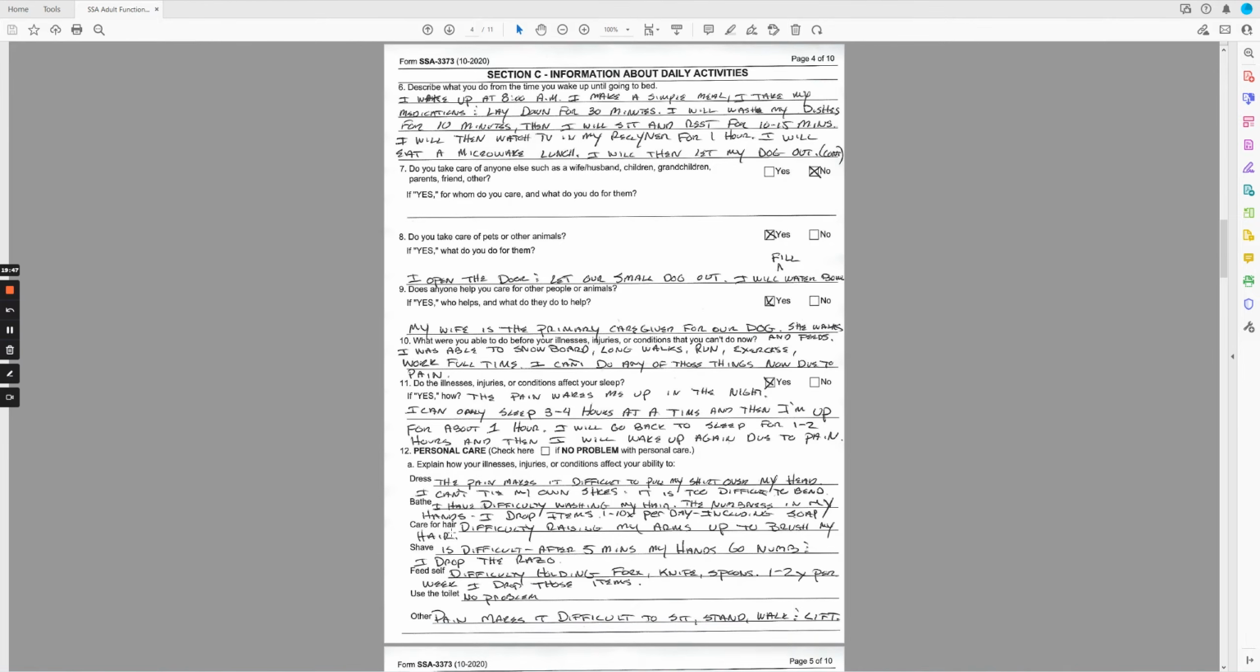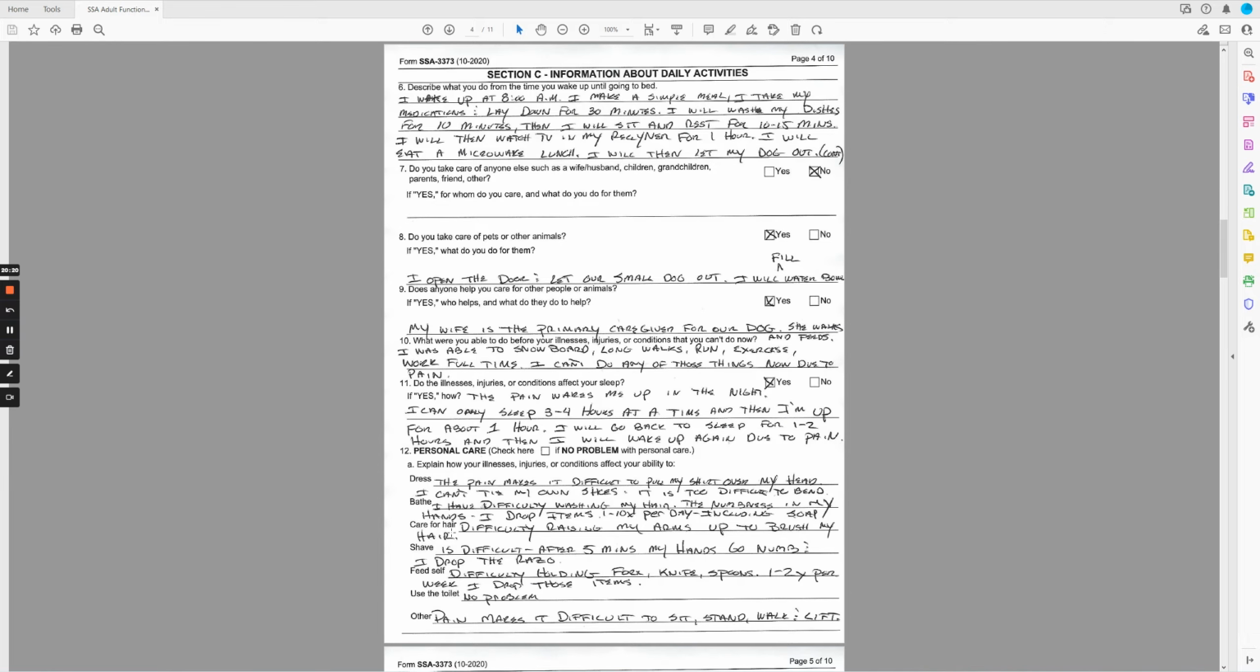What about personal care? Explain how your illness, injuries, or conditions affect your ability to, now here, dress. Again, look at your symptomology. Look at that list that you created before you even started this form. So the pain makes it difficult to put my shirt on because of my hands, I can't tie my own shoes. It is too difficult to bend. So I'm trying to really describe how the pain in my hands and the pain in my back and my neck and my legs really affect my ability for day to day.